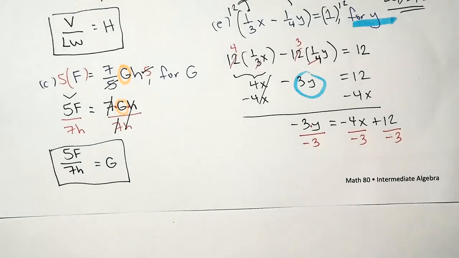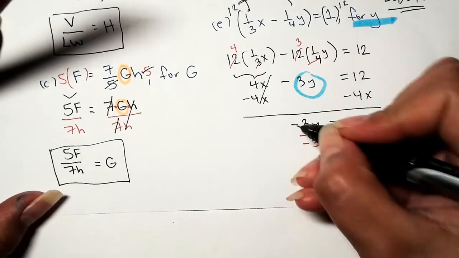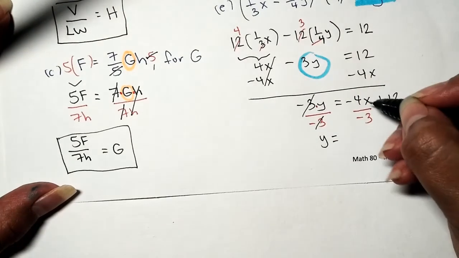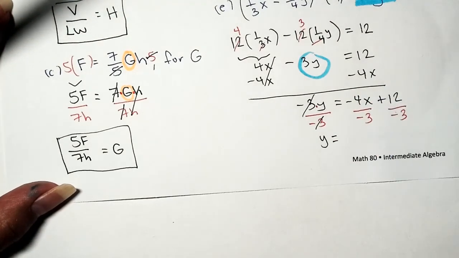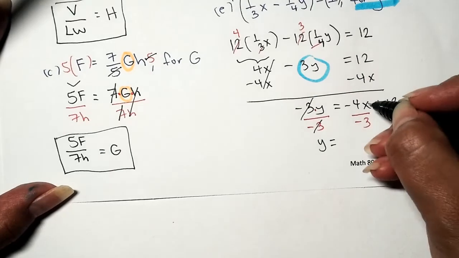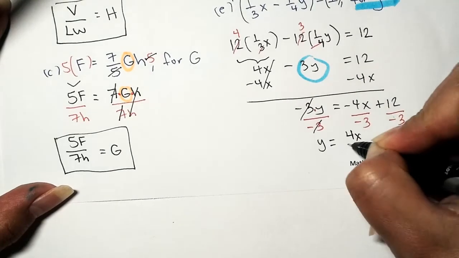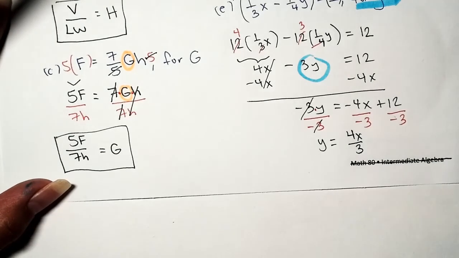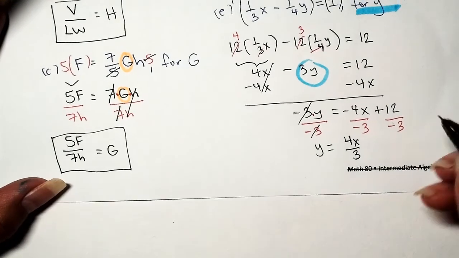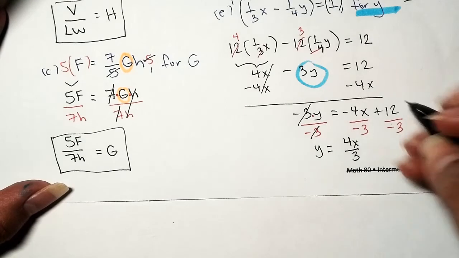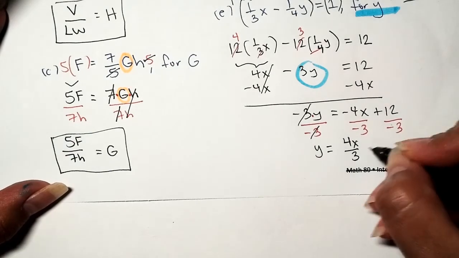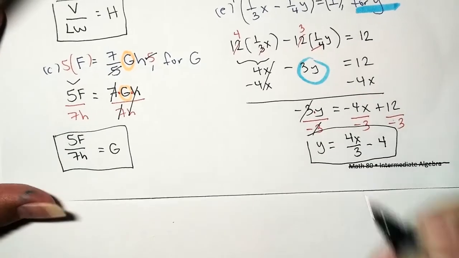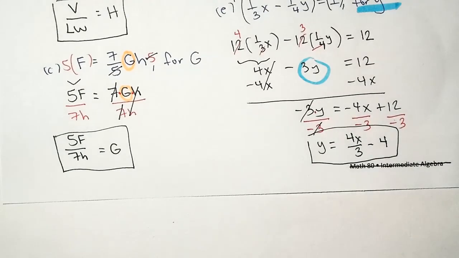Okay, so on the left side, quotient of negative 3 in itself gives us 1, or we say it cancels, and that will leave us with 4 and 3 have nothing in common other than 1, so you can leave this as 4x over 3. Quotient of 12 and negative 3 is negative 4. So we were asked to solve for y. Y is isolated, so we're good.